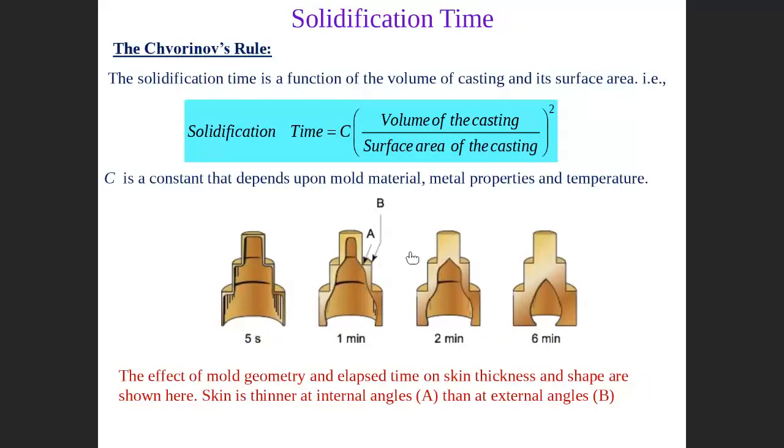Next, we're going to talk about the solidification time. Actually, this is very, very important, solidification time. So solidification time, this is what we call Chvorinov's rule or Chvorinov's law. Chvorinov is the person who obtained this relation. We say that solidification time equals a constant multiplied by the volume of the cast divided by the surface area of the cast, squared. This is the solidification time.